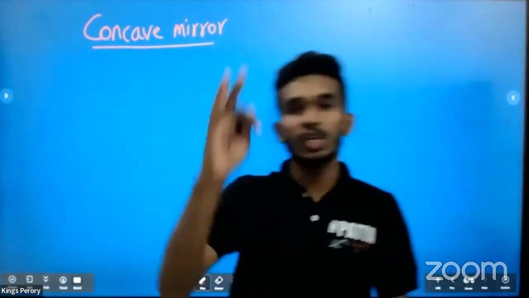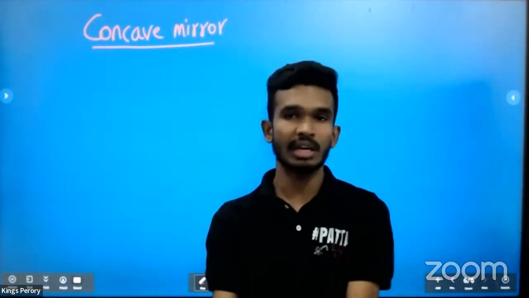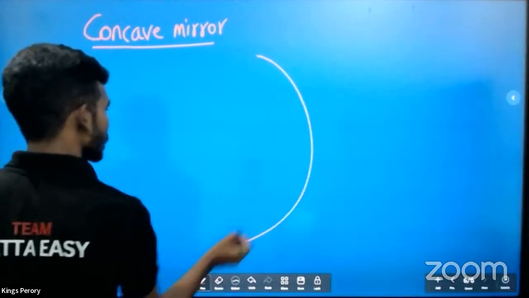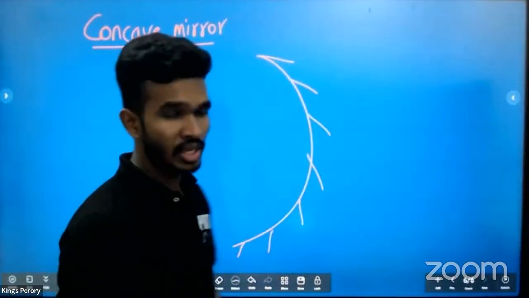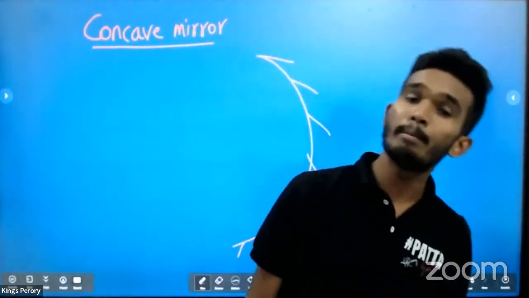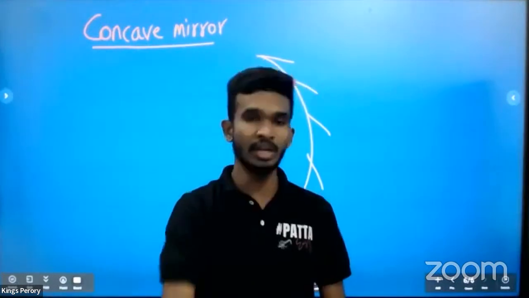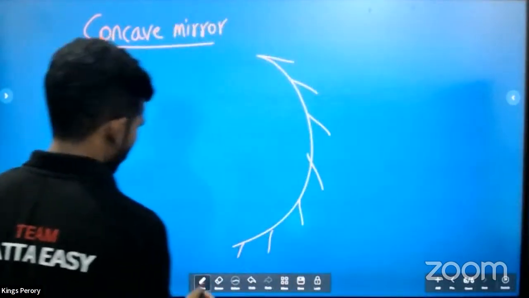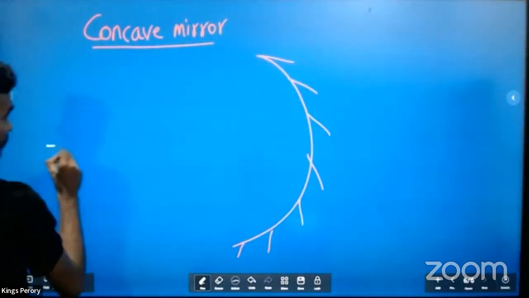Remember, to draw a ray diagram means you plot where the image is formed. To plot where the image is formed, remember, always from the object, from a certain point, there should be a minimum of two rays coming. There should be a minimum of two rays coming.